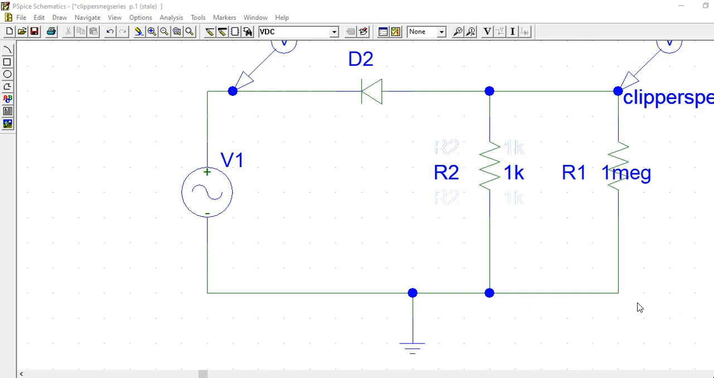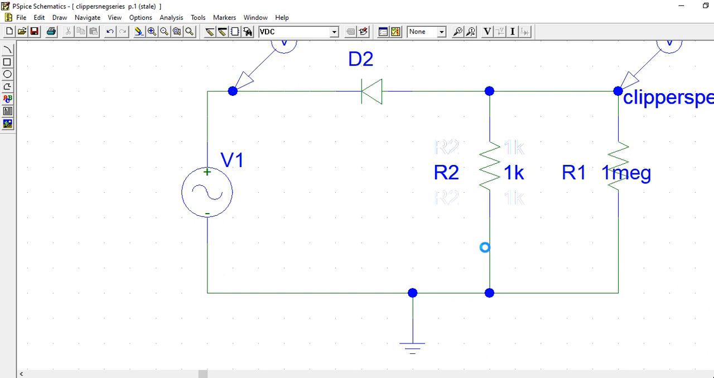In this video we see the diode series type, where the diode is connected in series with the source. So this is also a positive clipper, but it is in series. Earlier we have seen shunt, but this is in series. We will see the response. This is also a positive clipper.